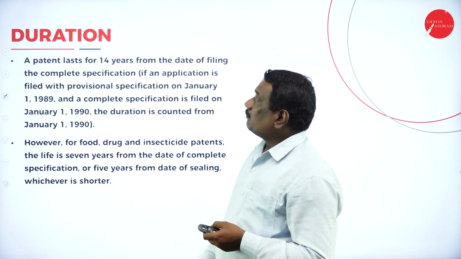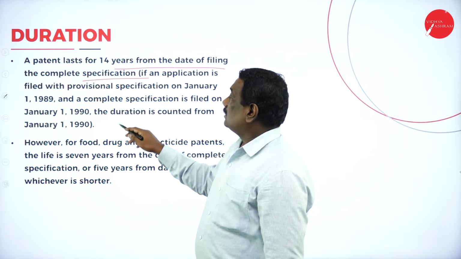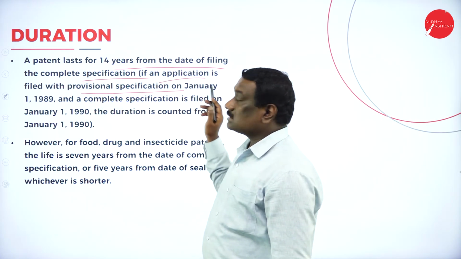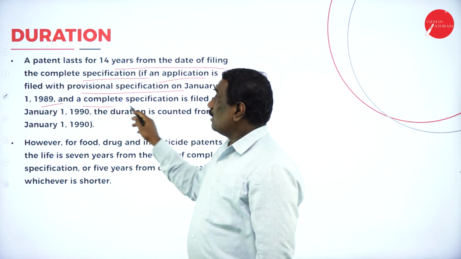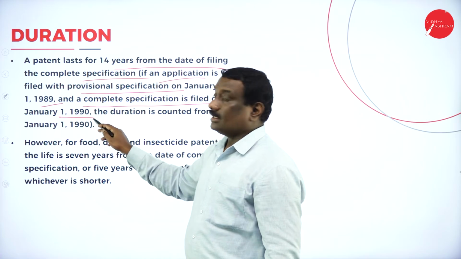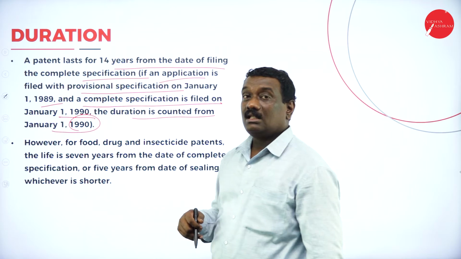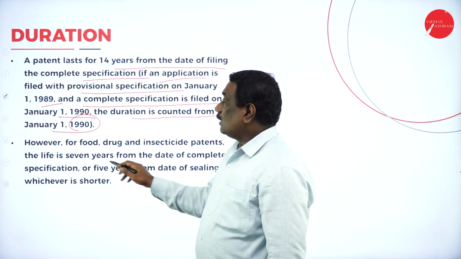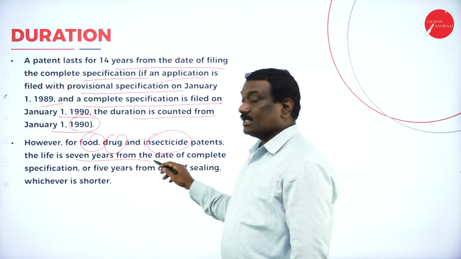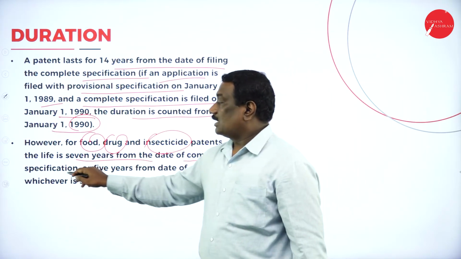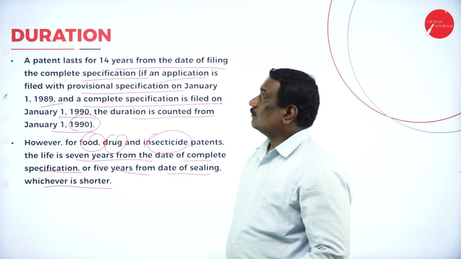The duration period, the patent lasts for 14 years from the date of filing complete specification, and it says if an application is filed with the provisional specification, temporary specification, on 1st January 1989, a complete specification is filed on 1st January 1990, that is 12 months, I told you 1 year, and the duration is counted from January 1st 1990 only. However, for the food, drug as well as for insecticide patents, the life is 7 years from the date of complete specification or 5 years from the date of sealing, whichever is shorter period.